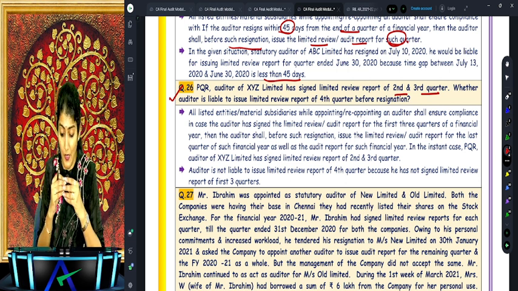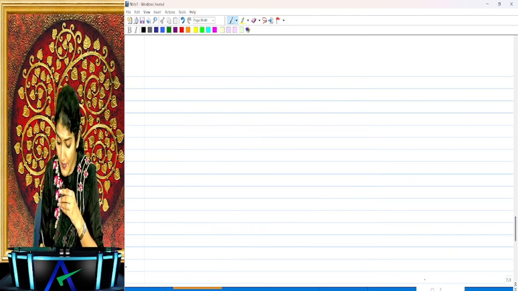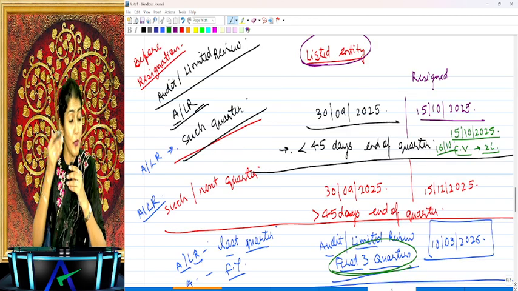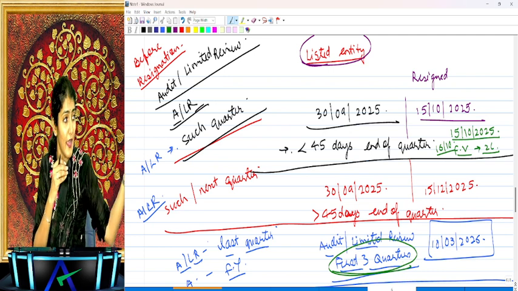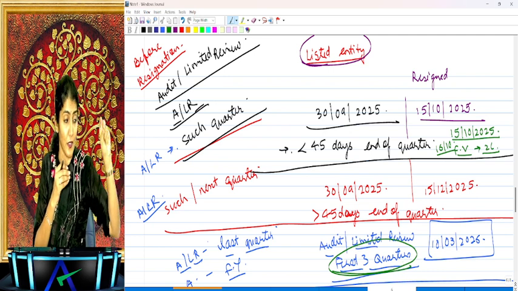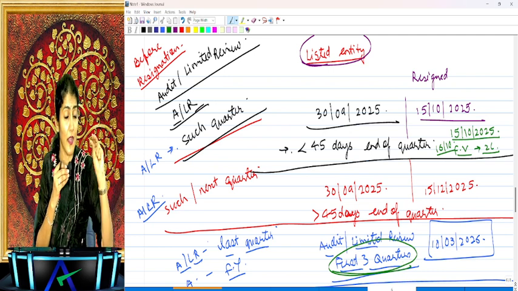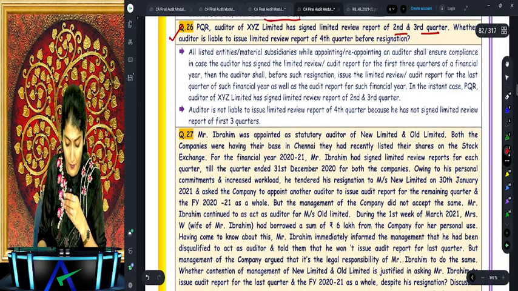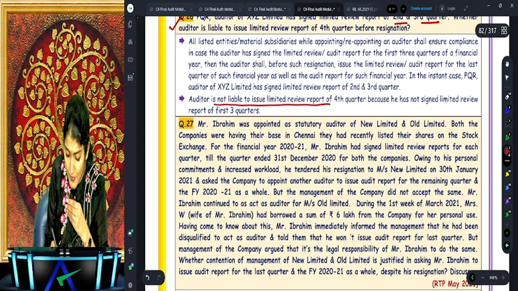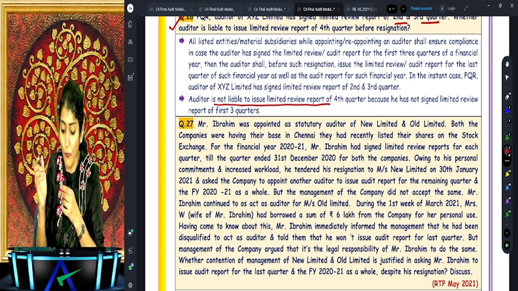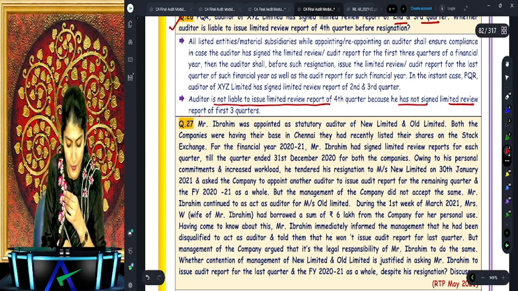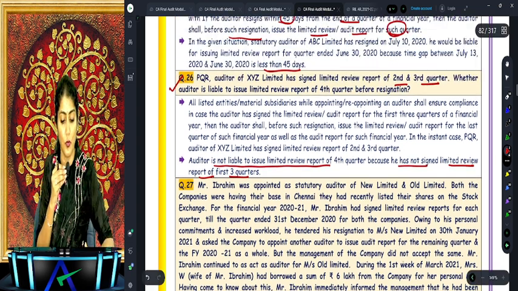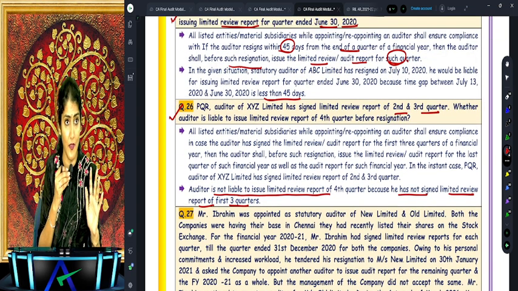No, now it is only the second and third quarter. No, we need to come to condition number 3. What does it say? If you've done the audit or the LR for the first 3 quarters, then you cannot resign without giving the LR or audit report for the last quarter. But here, has the auditor done the audit or LR for the first 3 quarters? No, he's only done it for 2 quarters. What does it say? The auditor is not liable to issue the limited review report of the fourth quarter because he has not signed the limited review report of the first 3 quarters. He signed it only for the last 2 quarters over there. Are you able to follow this, everyone?